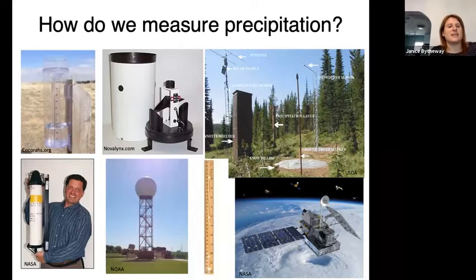So it's just a cylinder with a funnel on the top. The rain falls in, it goes into the cylinder. And you can see there's little lines on the cylinder here that tells you how many inches of rain has fallen. So this requires someone to actually go out and look at it. And of course, we live in a very big world and we can't have someone looking at rain gauges everywhere all the time. So we have automatic rain gauges as well.